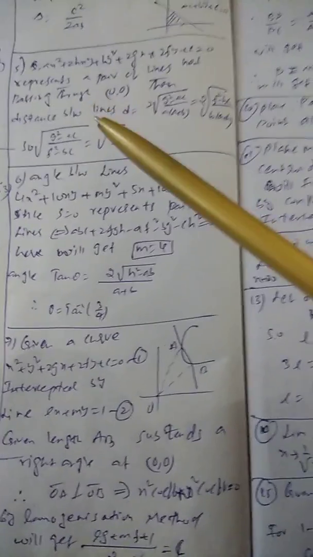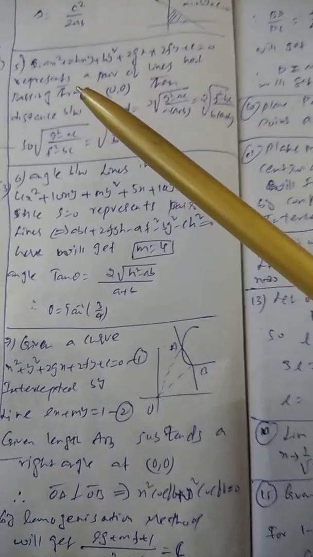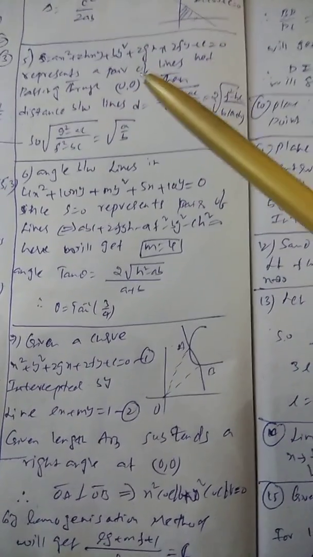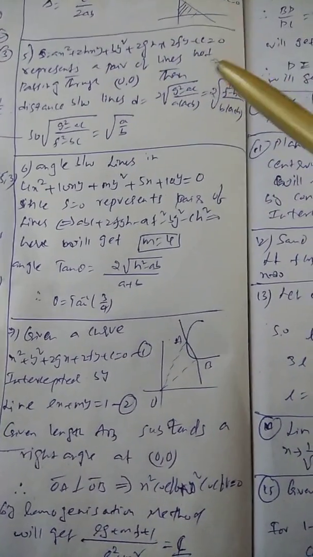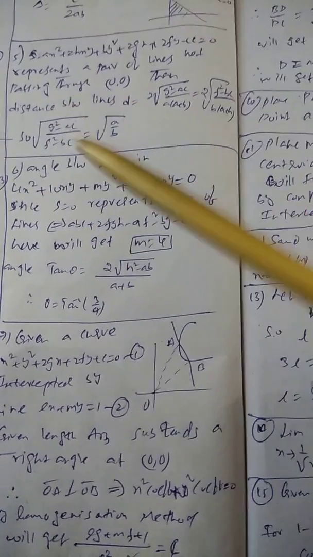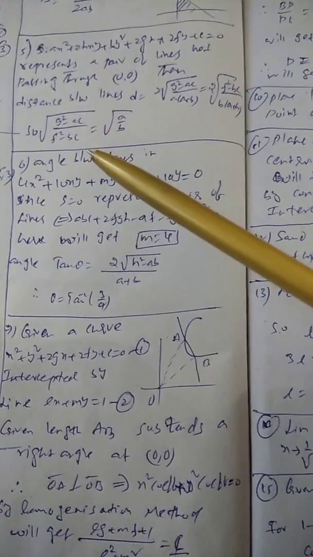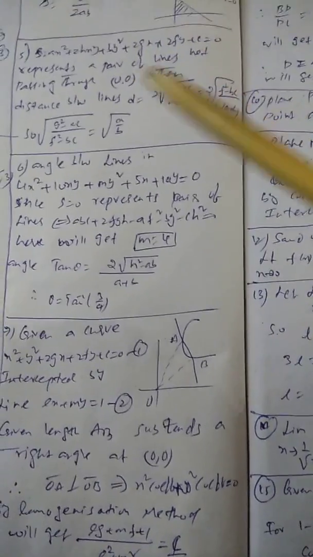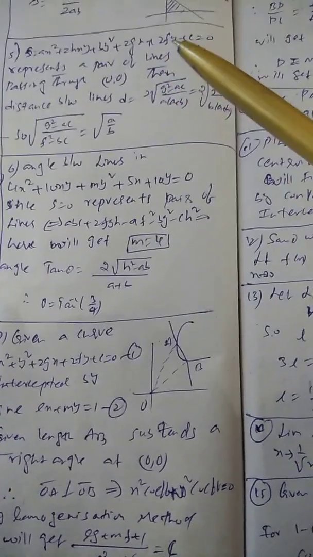And one question. Given S = ax square + 2hxy + by square + 2gx + 2fy + c = 0 represents a pair of lines, find the square root of (g square minus ac) by (f square minus bc). So this equation represents a pair of parallel lines.